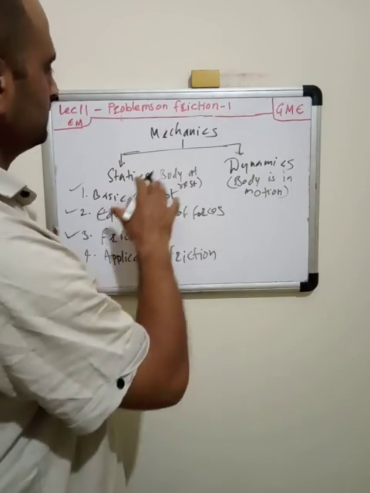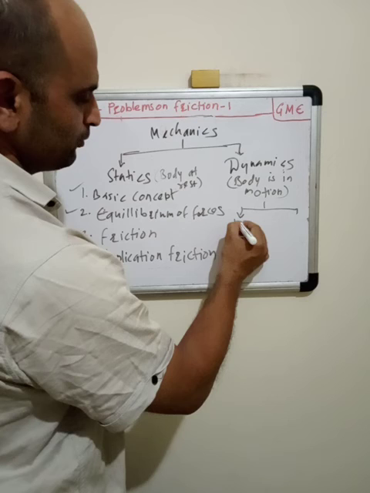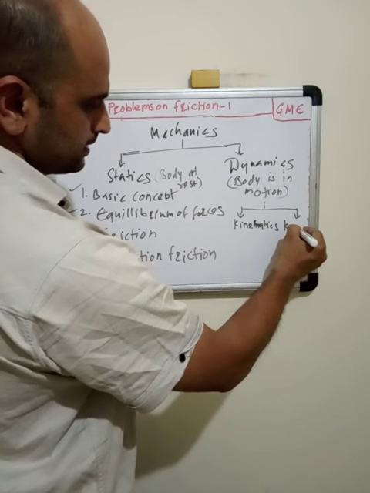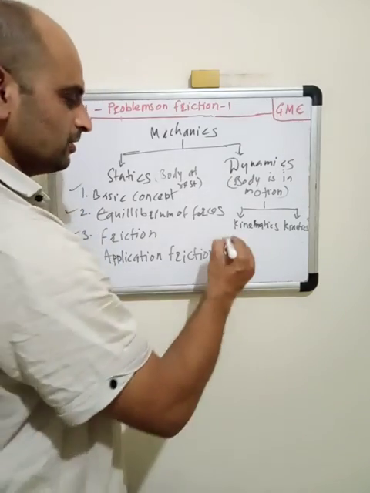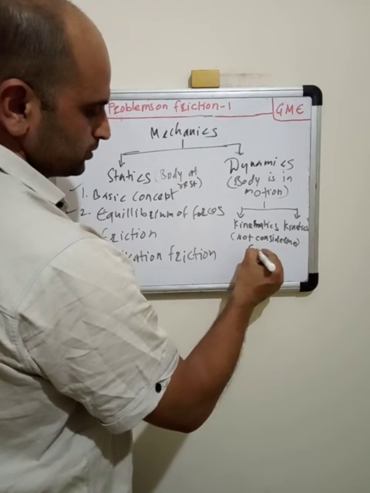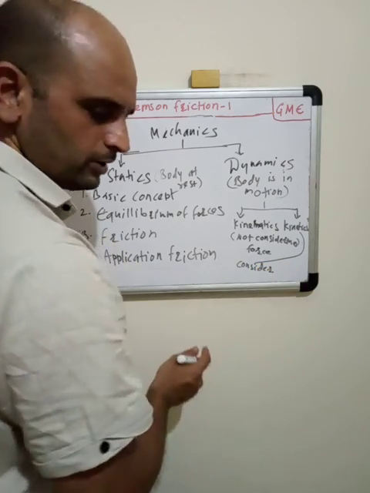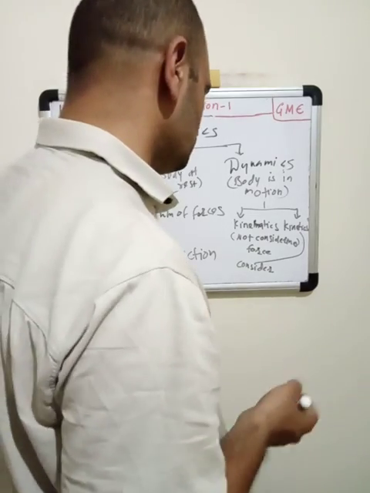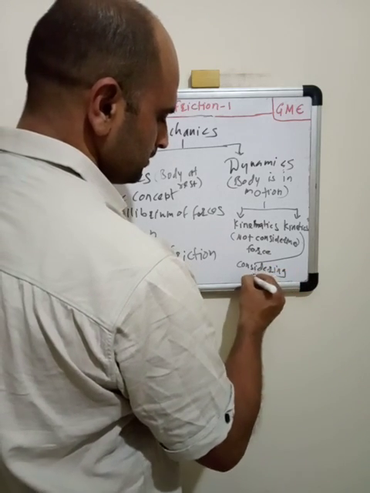Further, in mechanics, dynamics is also classified into kinematics and kinetics. In the kinematics part, we are not considering force. In the kinetics part, we are considering force along with motion variables. What are those motion variables? Displacement, velocity, acceleration, these all are the motion variables. Including those, we need to consider the force also.